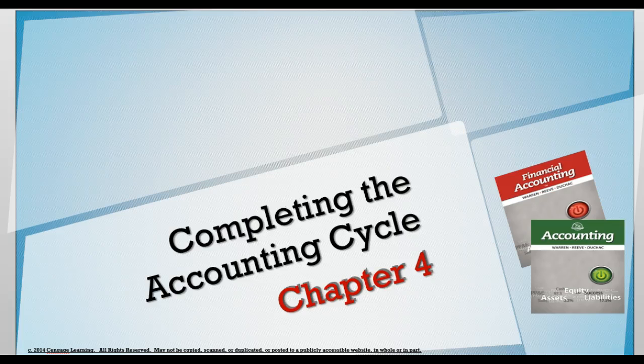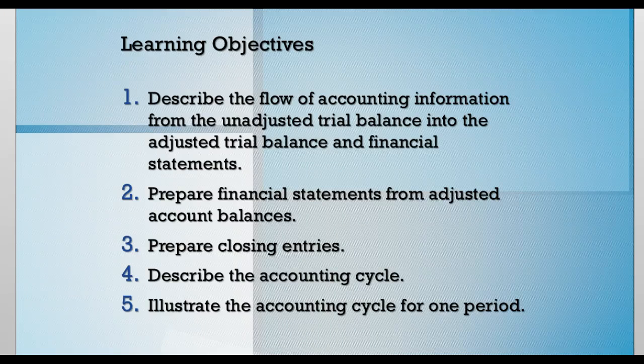Okay, now we are on chapter 4, and this kind of wraps up the accounting cycle. We're going to look at 5 different objectives here. One is the flow of accounting information, then preparing the statements from the adjusted balance, and then preparing the closing entries and describing the accounting cycle. And then we'll have a short overview of all of that.